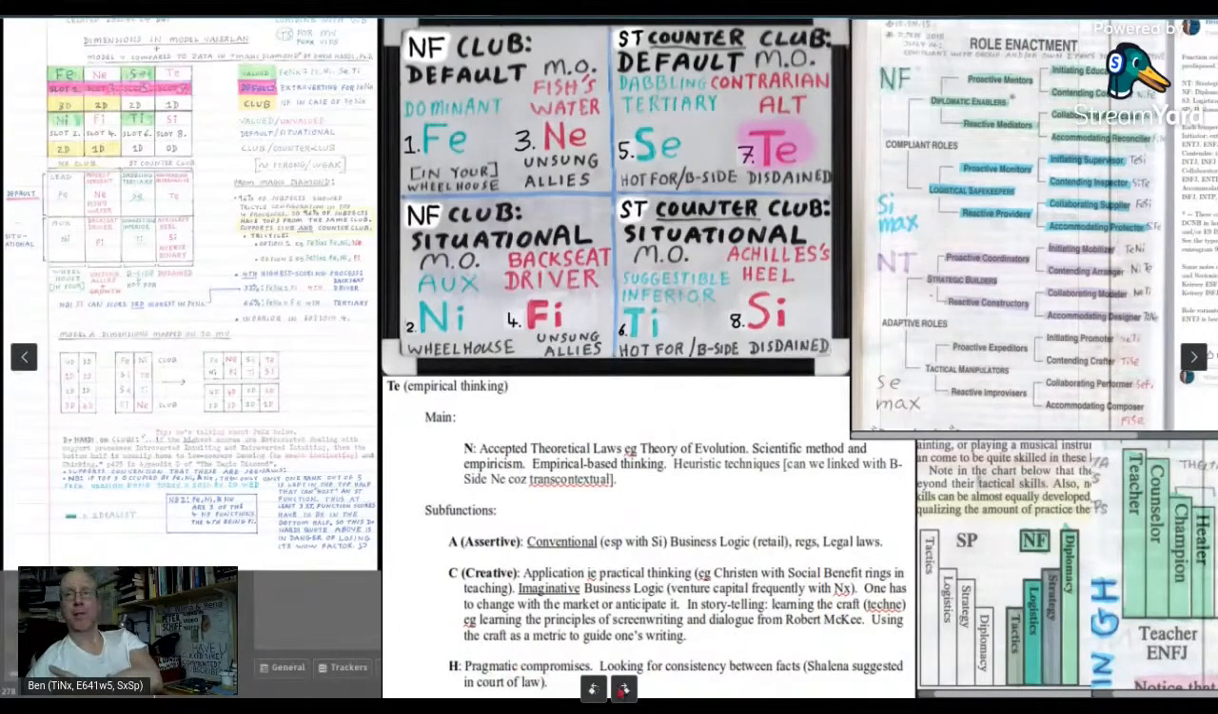What we got here? Pragmatic compromise. You can see the subfunctions I got here. I shouldn't. That's an artifact. That doesn't need to be there anymore. The normalizer.